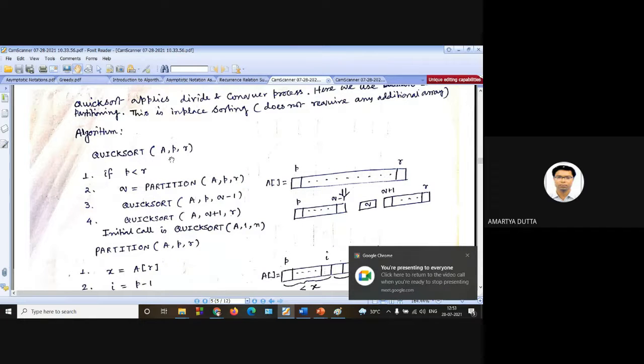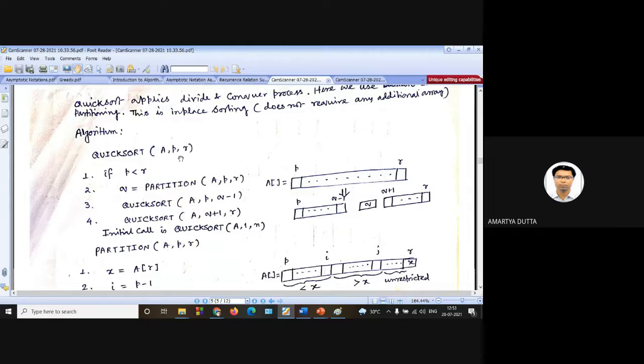So quicksort depends upon the divide and conquer approach. If P is less than R, we can partition. This is quite obvious. This is the first index, this is the last index. So Q is equal to the partition of this array. So A, P to Q minus 1 is the first subarray, this is the middle one, Q, and this is the last one, Q plus 1 to R.